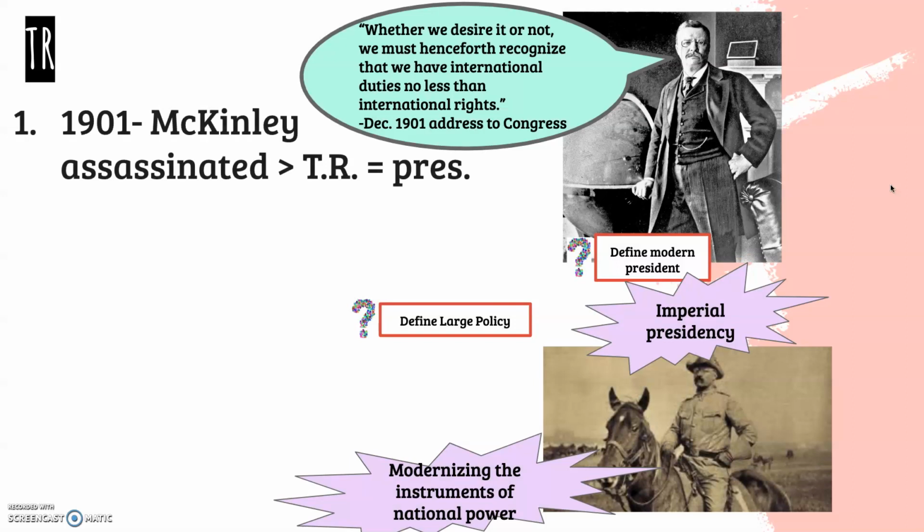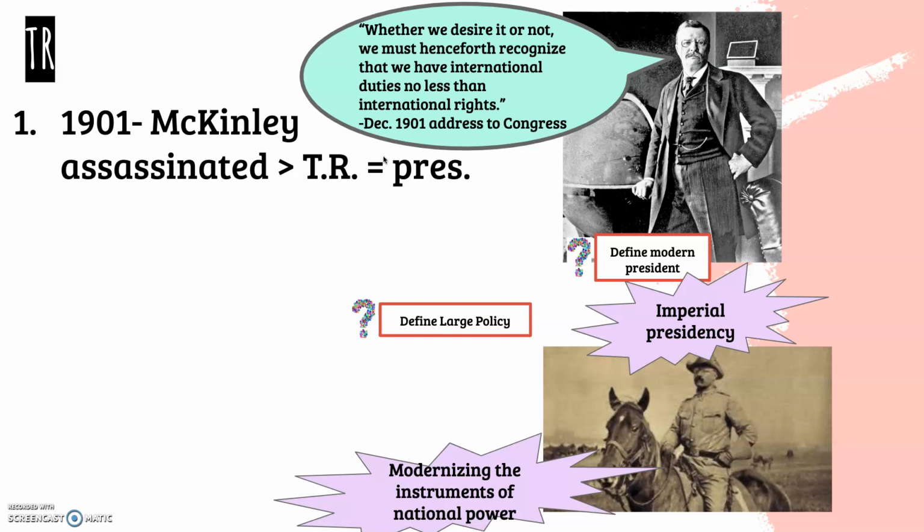And so what does he do as president? Well, McKinley gets assassinated in September of 1901, and he takes over. In one of his first addresses to Congress, he says, whether we desire it or not, we must henceforth recognize that we have international duties, no less than international rights. What he's saying here is, it's our obligation to assert ourselves as a power and to be involved and to be more active on a foreign policy level. And this is going to set the trend for Teddy's presidency and also set the trend for presidents to come.